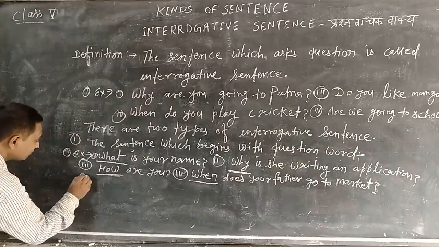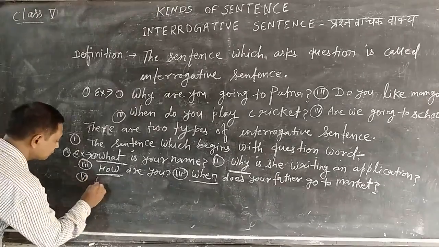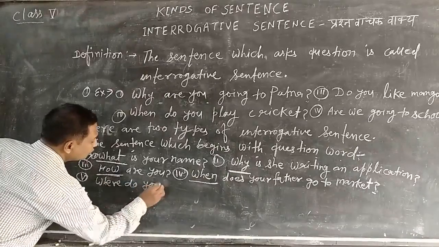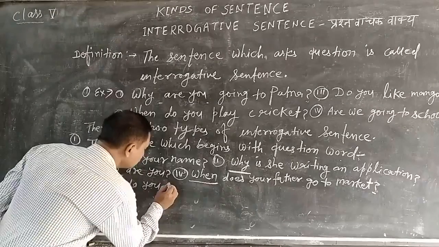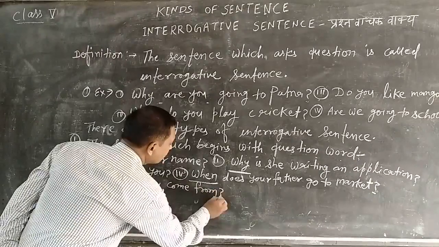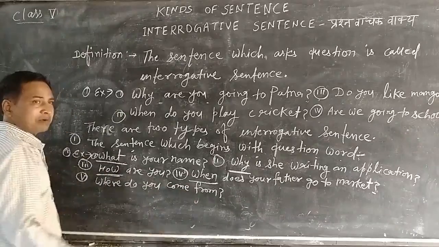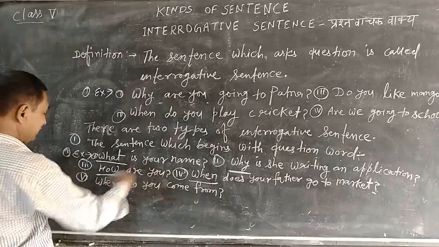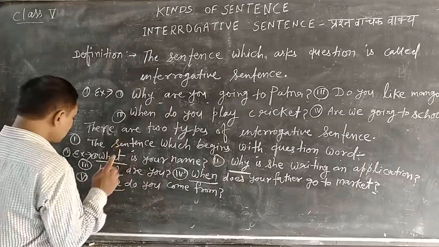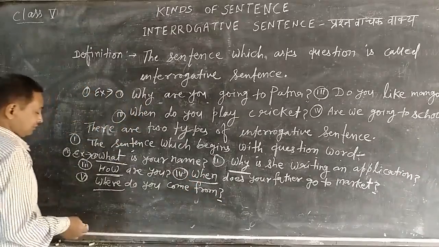In the fifth example, where do you come from? आप कहां से आते हैं? This interrogative sentence also begins with question word and ends with question mark.